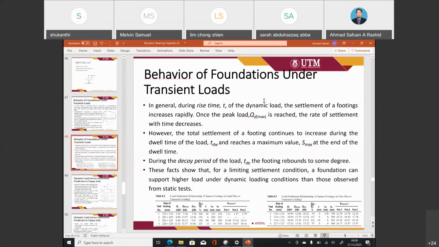Then they came up with a result showing the difference between the dynamic and the static conditions. They monitored the ratio between the dynamic and the static, with an increment of up to 1.5 for sand, and for clay, a slight increase of up to 1.2.